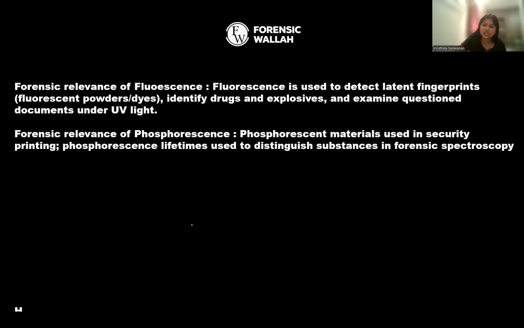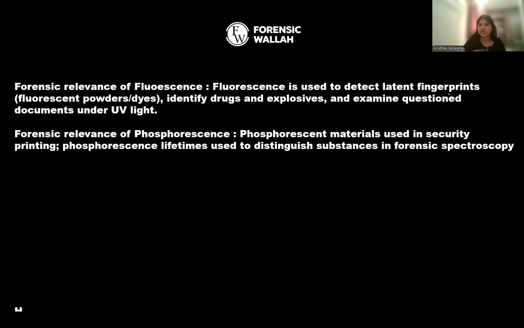But where do we actually use fluorescence and phosphorescence in the field of forensic science? What is the forensic relevance? As you can see here, fluorescence is used to detect latent fingerprints. What do we mean by latent fingerprints? Invisible fingerprints. At a crime scene, the victim or suspect might leave their fingerprints by mistake. Those latent fingerprints, which are not visible to our naked eyes, can be analyzed using dusting powders or fluorescent dyes or powders at the scene of crime.